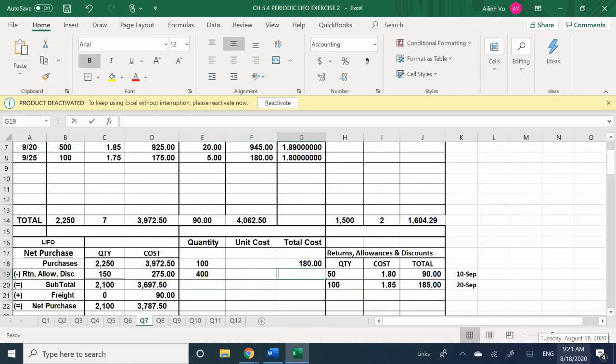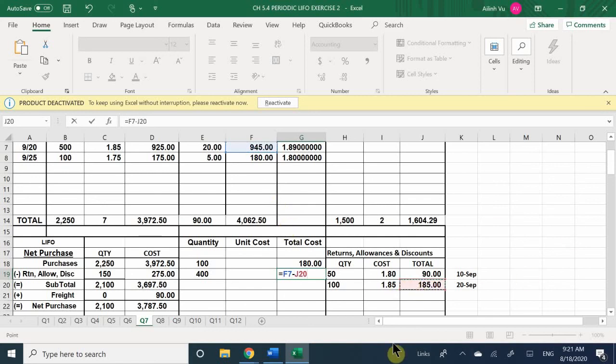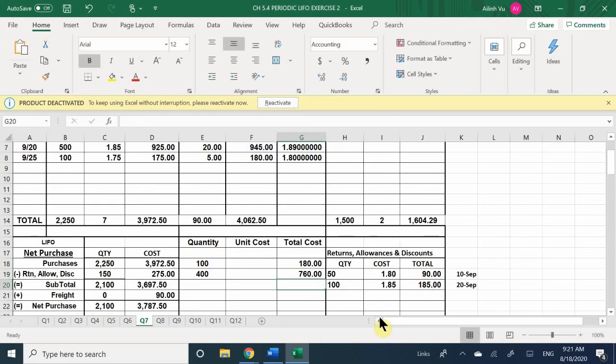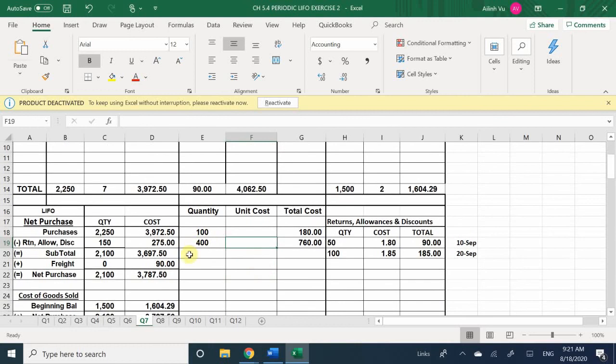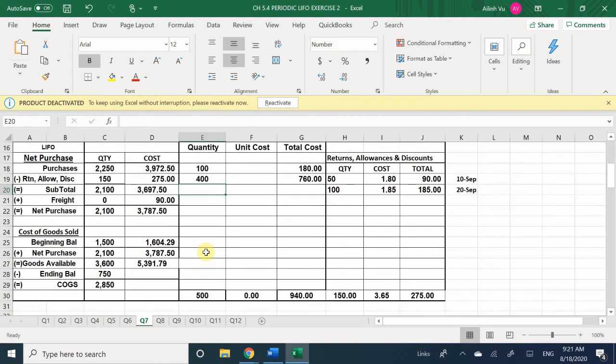Okay, and we also have to adjust our new ending balance since we started with 945. Now we need to subtract our returns, and we should get 760. Okay. Are we using the whole batch of the 400? Yes. Okay, so you don't really need to take that extra step to find the cost per item here. Okay, so we have a total of 500 items and we need to get 2,850.